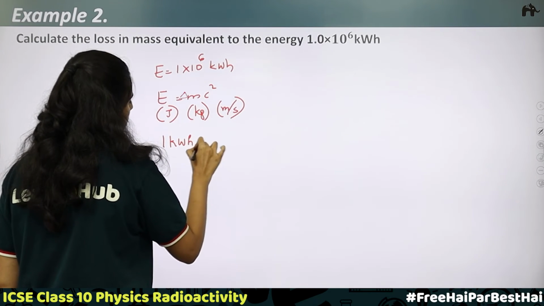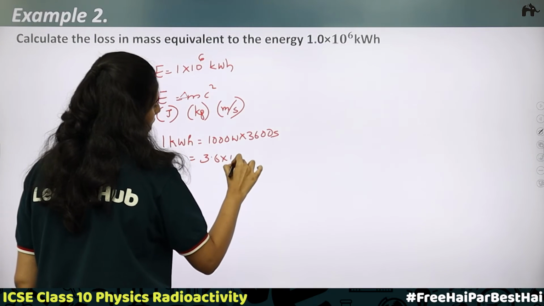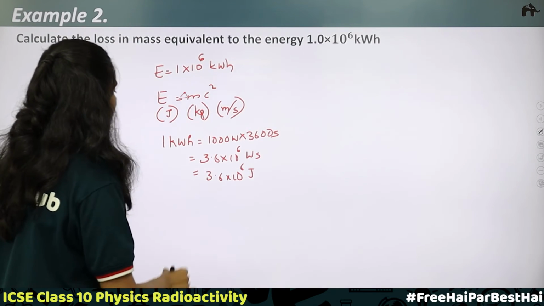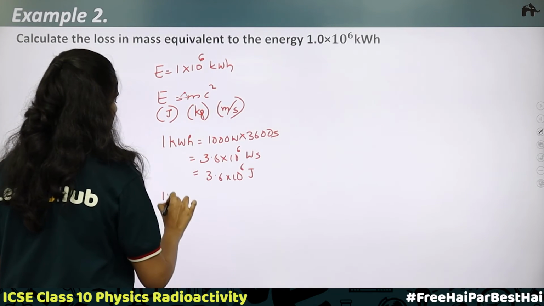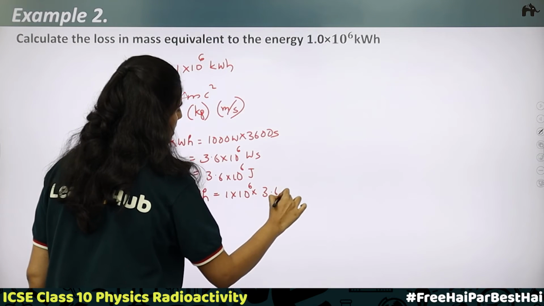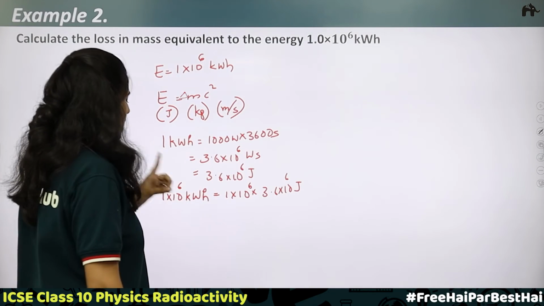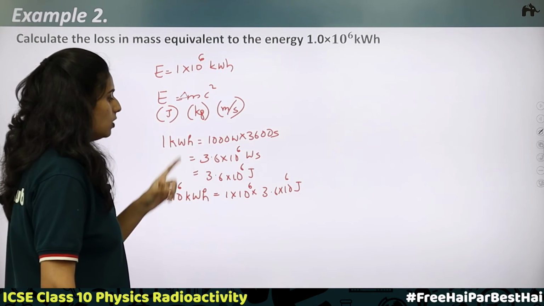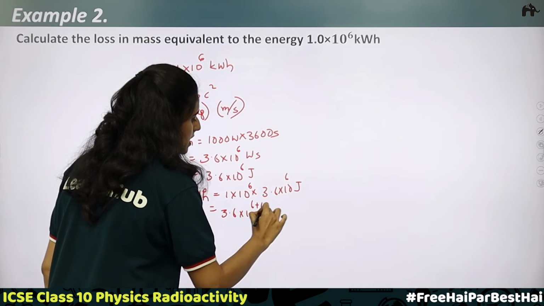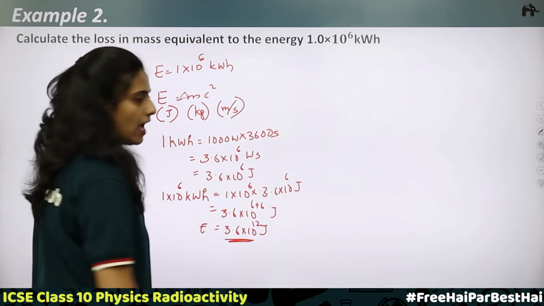1 kilowatt hour is equal to 1000 watts × 3600 seconds, which is equal to 3.6 × 10^6 watt seconds or 3.6 × 10^6 joules. So here we have energy that is equal to 1 × 10^6 kilowatt hour. If 1 kilowatt hour is equal to 3.6 × 10^6 joules, then 10^6 kilowatt hour will be equal to 10^6 × 3.6 × 10^6 joules. That is equal to 3.6 × 10^(6+6) joules, or 3.6 × 10^12 joules. Okay, this is the energy that we have now.